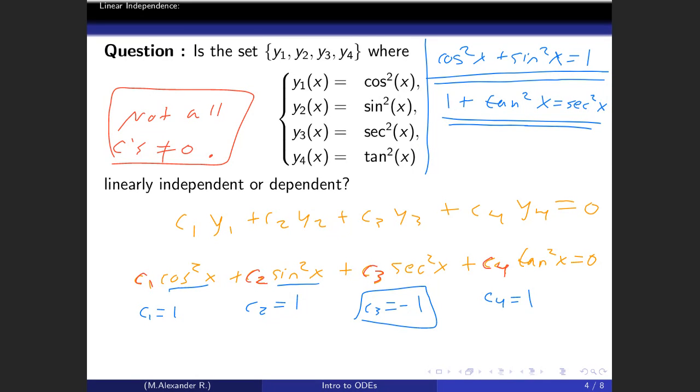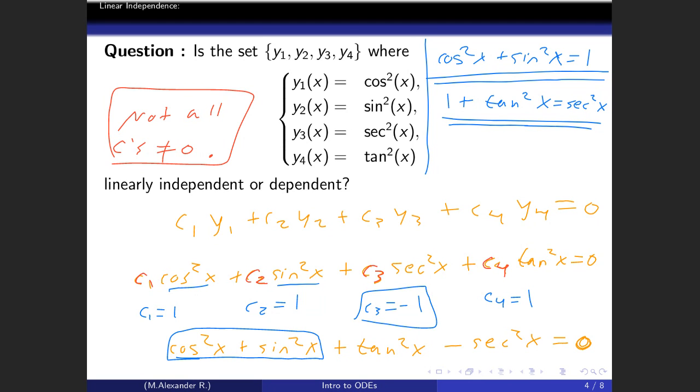So if I make those choices for c1, c2, c3, and c4, I get the following. I get cosine square plus sine square of x. I'm going to put down the tangent first. Okay, so the tangent square of x, and then minus secant square of x is equal to 0. I moved the last two terms, I flip-flopped them just for you to be able to see how the identities become. So this thing in the blue box on the very bottom, what is that equal to?